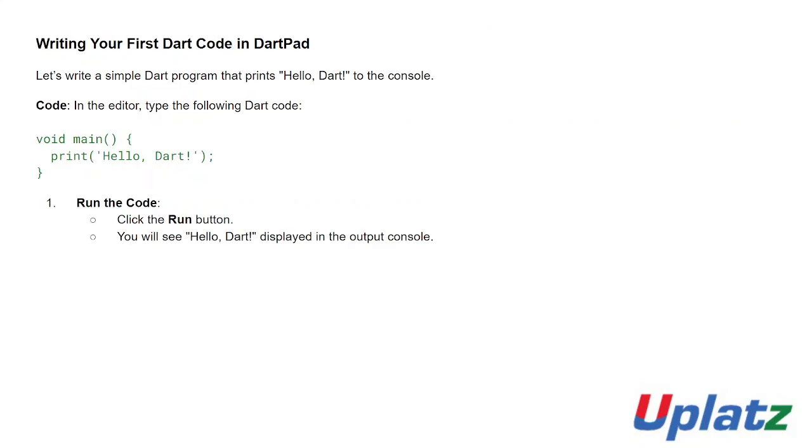Next, writing your first Dart code in DartPad. Let's write a simple Dart program that prints hello Dart to the console. Code. In the editor, type the following Dart code. We have typed this: void main, print hello, comma, Dart within quotes, then semicolon. Don't forget the semicolon. Then run the code. Click the run button. You will see hello Dart displayed in the output console. You have seen this.